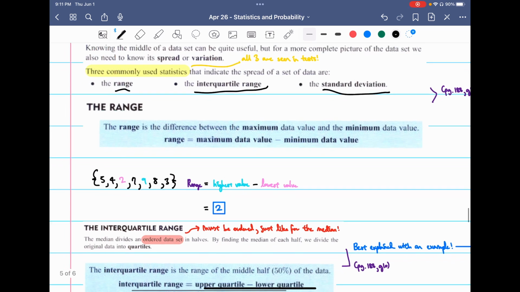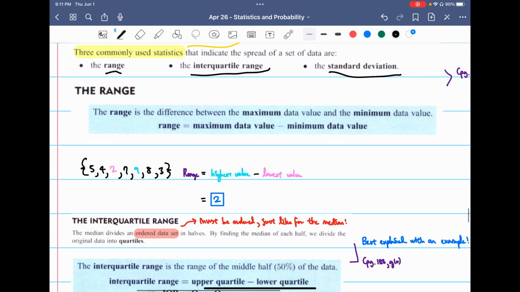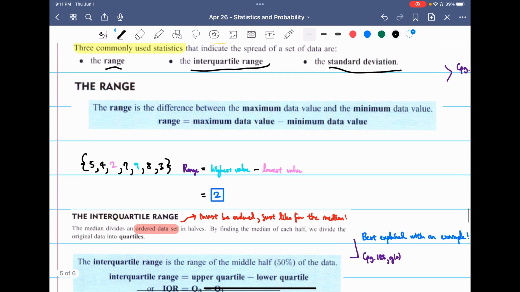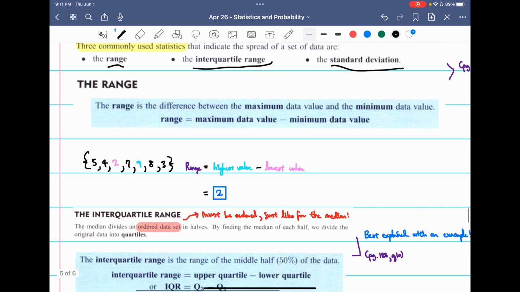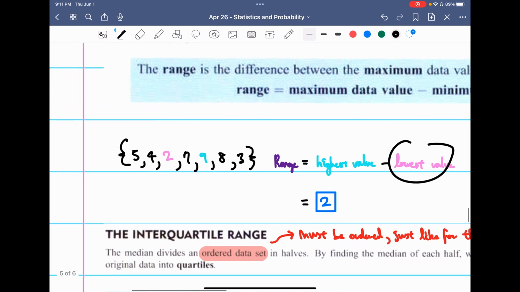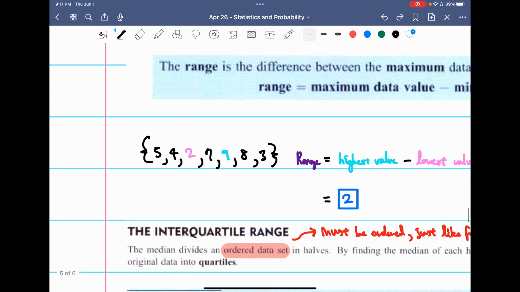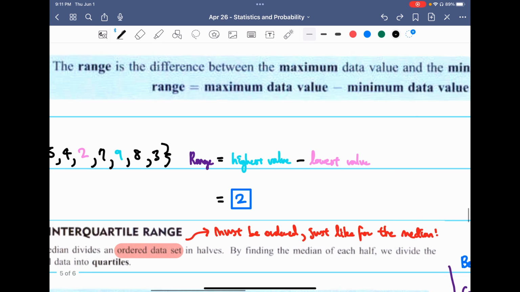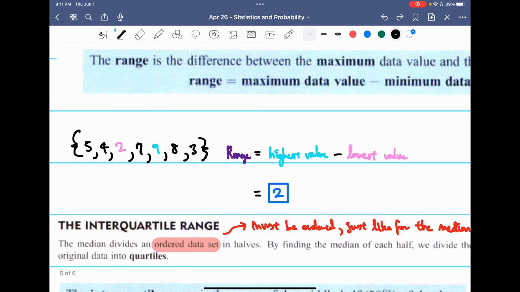First of all, let's start with range. The range is the difference between the maximum data value and the minimum data value. That is pretty straightforward. Later, if you go on to functions, there's another definition of range. But until then, in a normal set of numbers, the range is the highest value minus the lowest value. So in this case, my friend made a mistake, but since the highest value is 9 and the lowest value is 2, the range is 7.